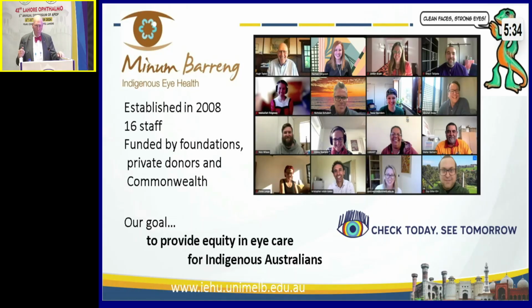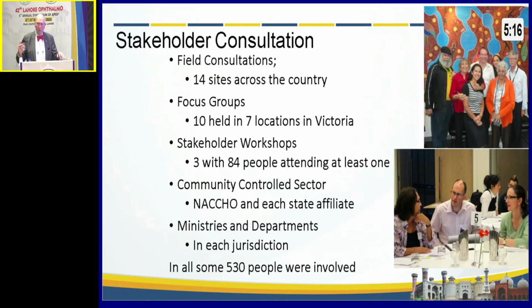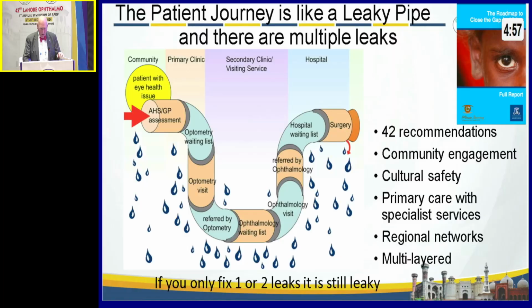So we started up a little group at the University of Melbourne that had the Aboriginal name of Minim Barang, which means tracking eyes or searching for eyes. We started to try to do what we could to close the gap for vision and to provide equity in eye care to Aboriginal Australians. We did a lot of stakeholder consultation across the country with Aboriginal groups, focus groups, and other stakeholder workshops, working with the National Aboriginal Community Controlled Health Organisation that works mainly on primary care, and also with ministries and departments. And we came up with the notion that the patient journey is like a leaky pipe and there are lots of leaks.